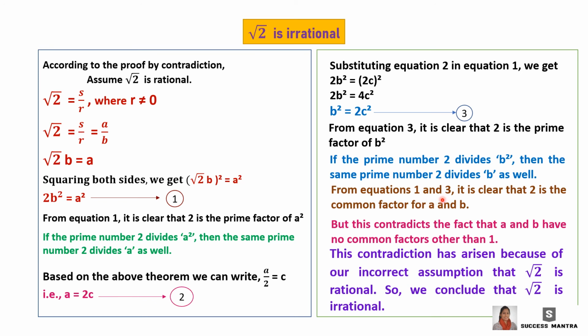So from equation 1 and 2 it is clear that 2 is the common factor for a and b, but this contradicts the fact that a and b have no common factors other than 1. This contradiction has arisen because of our incorrect assumption that root 2 is rational. So we conclude that root 2 is irrational.